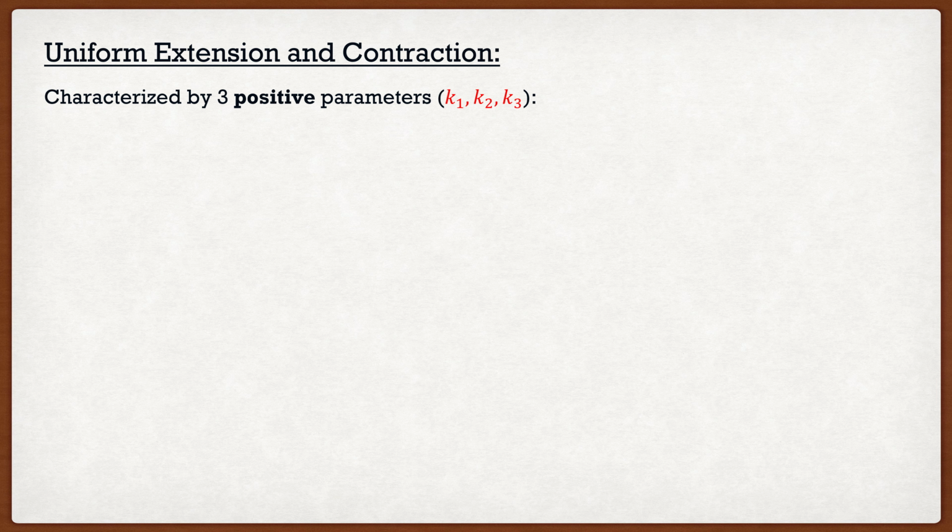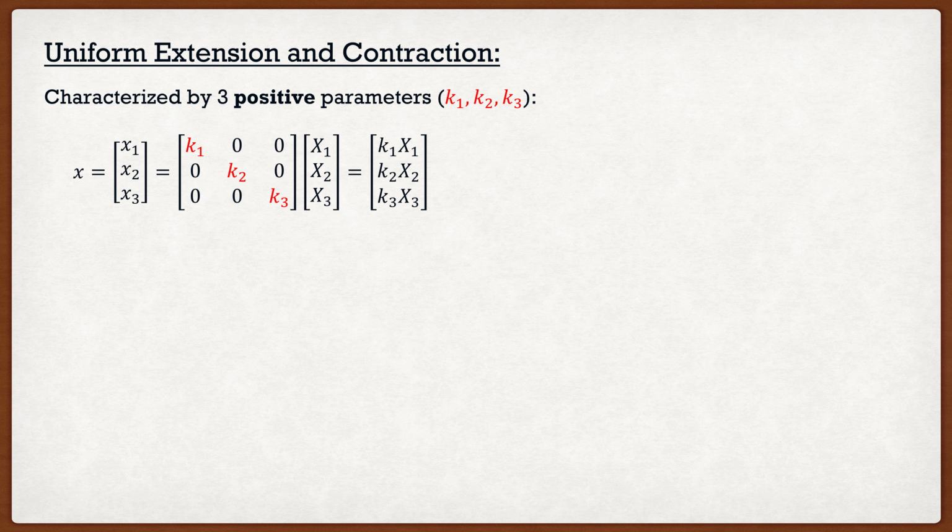So the simplest example is uniform extension or contraction. We can characterize this uniform extension or contraction by three positive parameters, K1, K2, and K3. What does this look like? Well, if we were to look at a position function, small x, which is simply x1, x2, and x3, all we need to do is multiply our vector big X, so big X1, big X2, big X3, by a matrix consisting of diagonal components K1, K2, and K3, and this leads our position function to simply be K1 times big X1, K2 times big X2, and K3 times big X3.